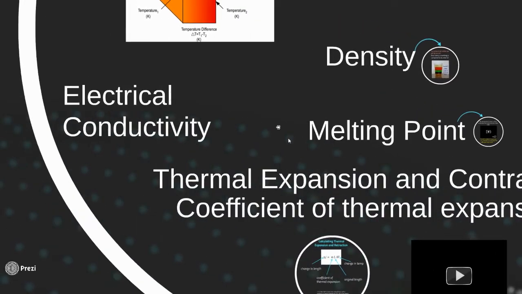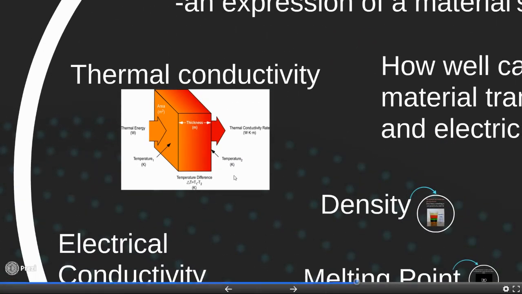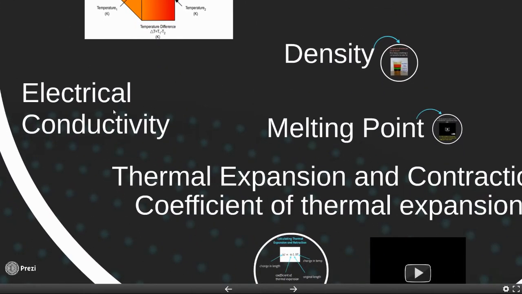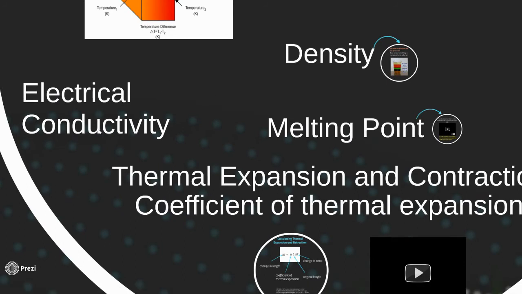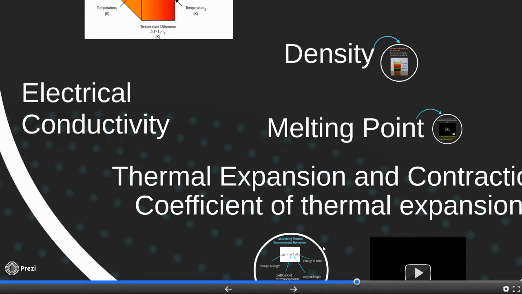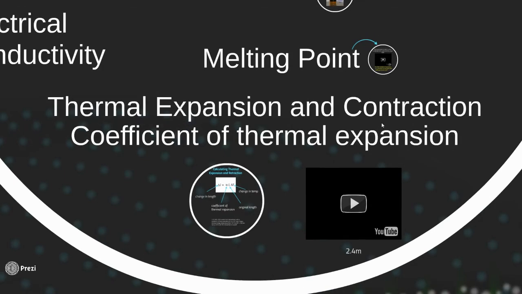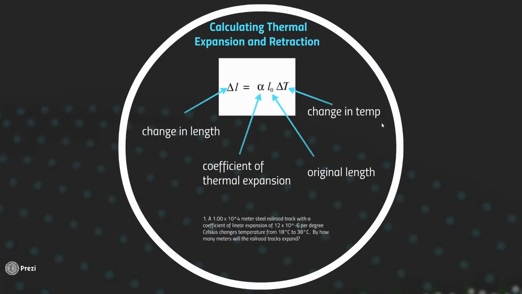Also, I'm not sure if I mentioned thermal conductivity. How well does it conduct heat? That is a physical property, as well as electrical conductivity. I don't have a picture for that, but electrical conductivity is also a physical property. Thermal expansion is a physical property. Thermal expansion and contraction occurs with metals. If they're in a higher temperature, they tend to expand, and if they're in a lower temperature, they tend to contract.